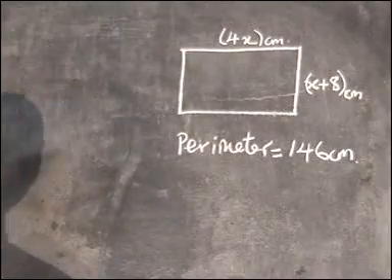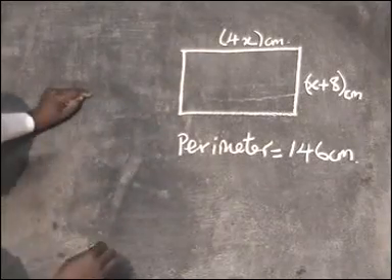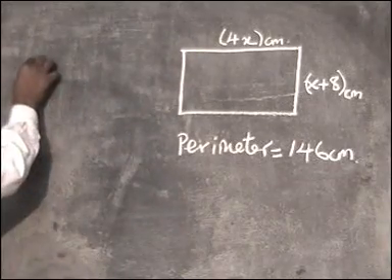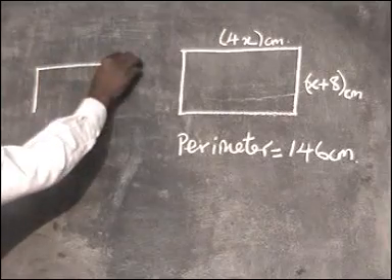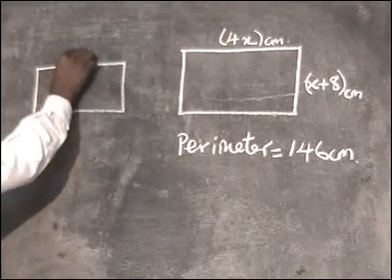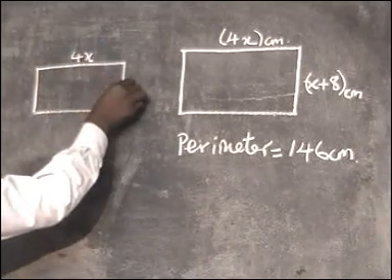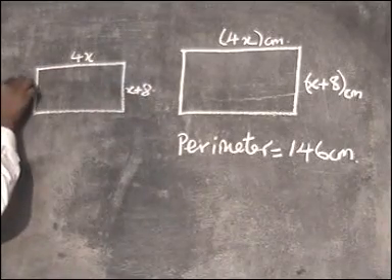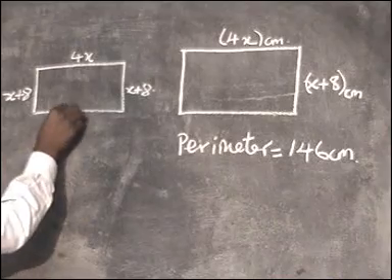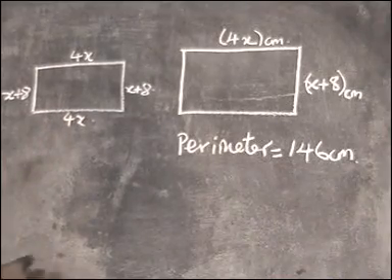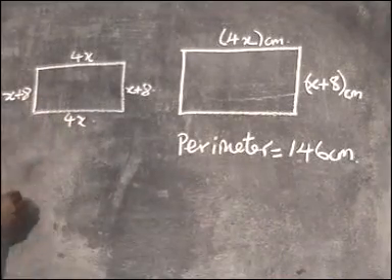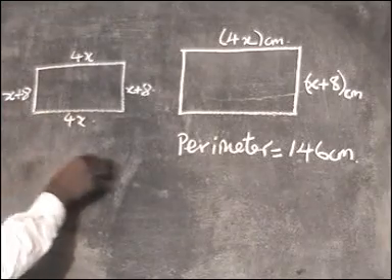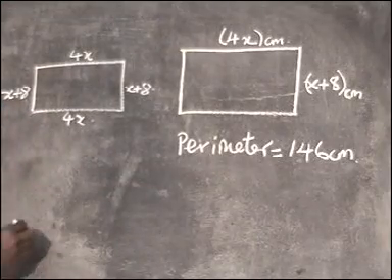So looking at this shape, if I can redraw it, we are told this is 4x and this is x plus 8, which means this is also x plus 8 and this is 4x. The perimeter is given to be 146, which means that going round adding the distances, we have to get 146 centimeters.